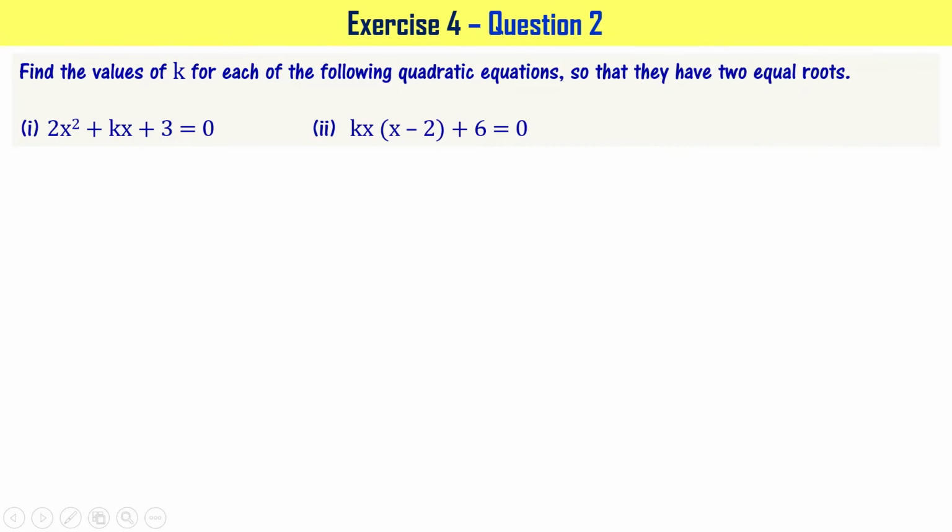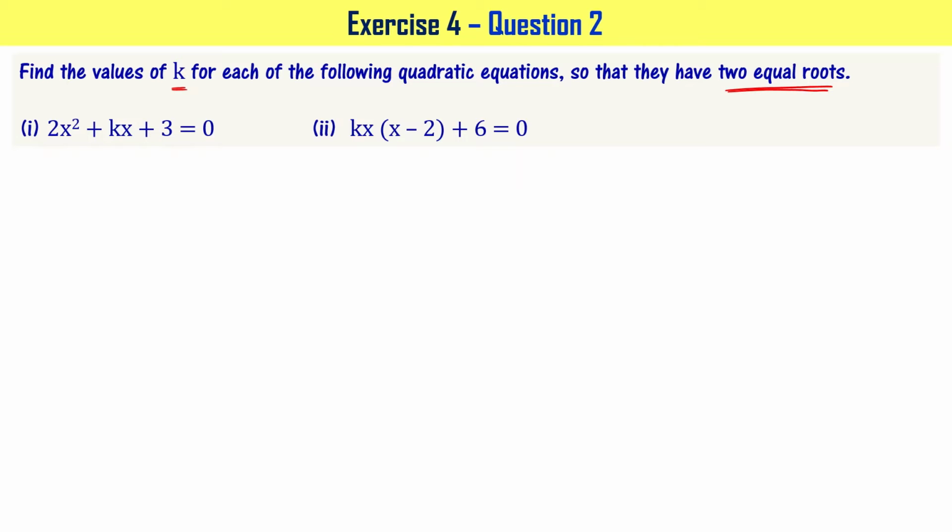Question number 2 is: find the value of k for each of the following quadratic equations so that they have two equal roots. We are given two quadratic equations, and we are asked to find the values of k for which the equations are going to have two equal roots. Based on the value of b square minus 4ac, we were able to say whether the roots are going to be equal or not, whether the roots are going to be distinct or not, whether the roots are going to be real or not, right?